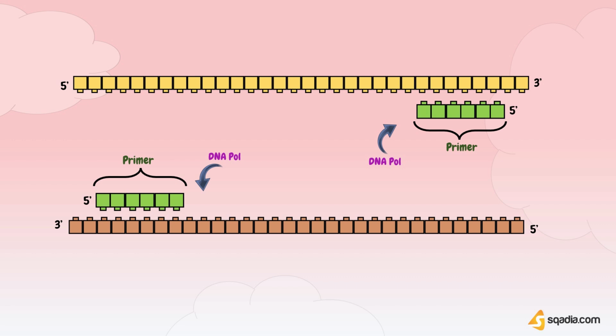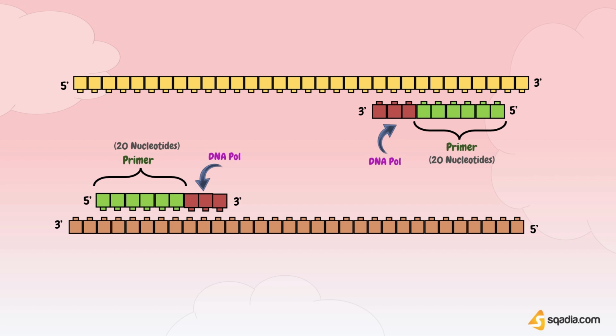Deoxyribonucleic acid polymerase cannot initiate the process. It can only add nucleotides. Therefore, a primer is used for this purpose to initiate the polymerization process. Primers are usually 20 nucleotides long.